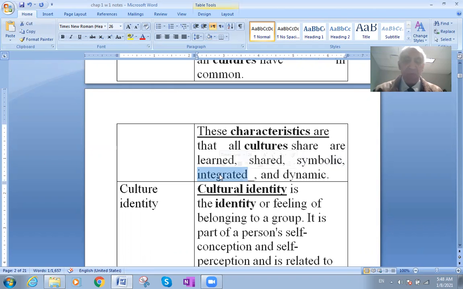Integrated means it's completing each other. The parts of the culture complete each other, are not opposed to each other. There is consistency. There is a kind of harmony between the parts of the culture. And dynamic. Dynamic means it's not static. It's not like a statue. Because it's dealing with humans, because it's touching mankind, that's why it is dynamic. As long as there is a social factor there, then that means that it's dynamic.